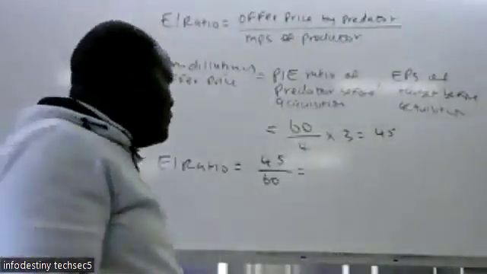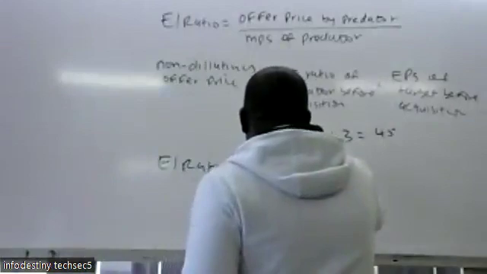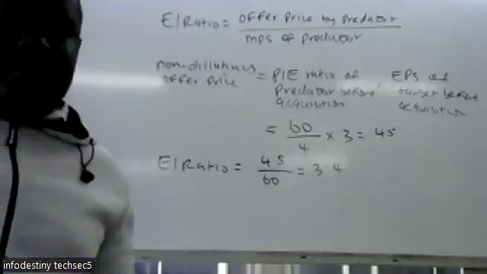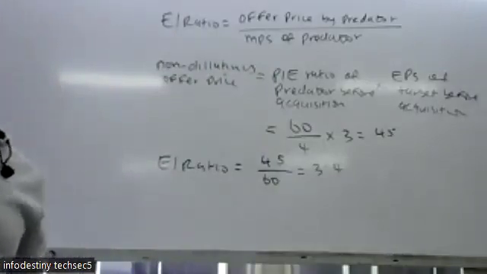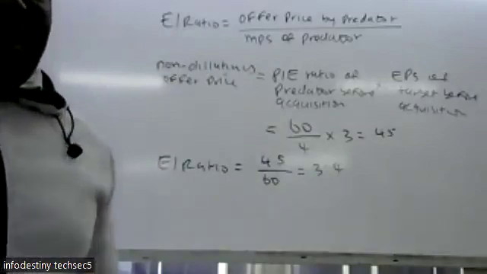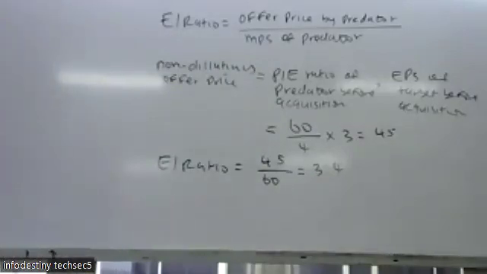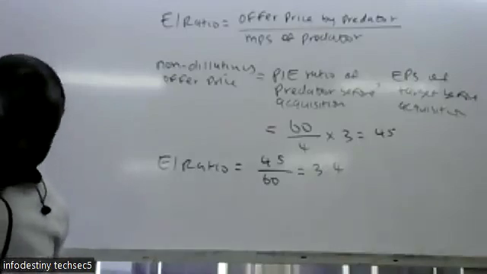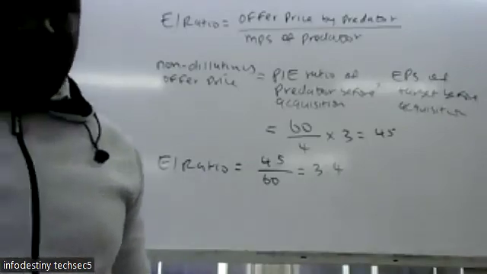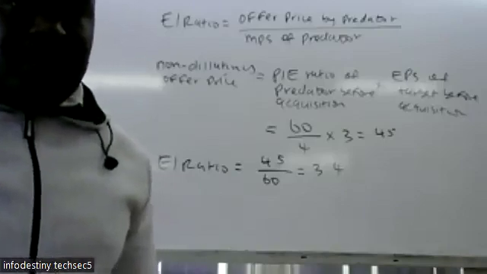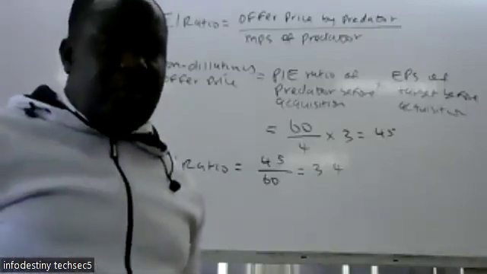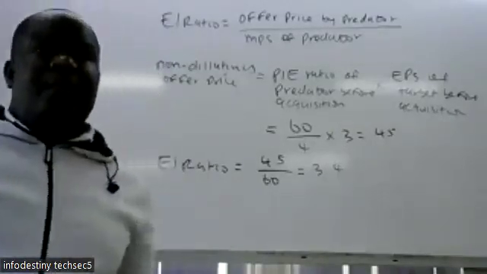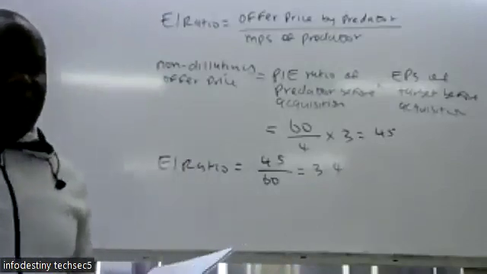So the ratio is 3:4. So we comment that this implies that the predator will issue 3 shares in order to acquire 4 shares of the target.